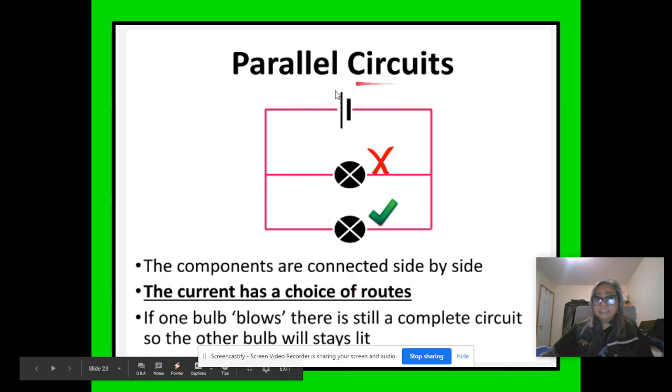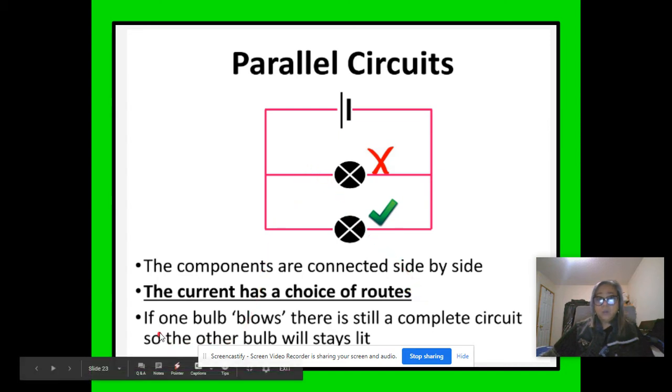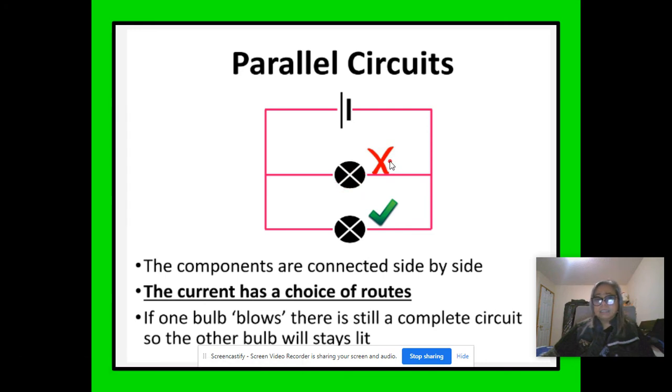Parallel circuits are represented this way. The components are connected side by side. The current has a choice of routes. So if one bulb blows, there is still a complete circuit, so the other bulb will stay lit. So if I have here a certain component and the bulb is off or blows up, then you cannot use this gadget or component. But there are other lines that may be open so long as they're connected with a specific object in the house.